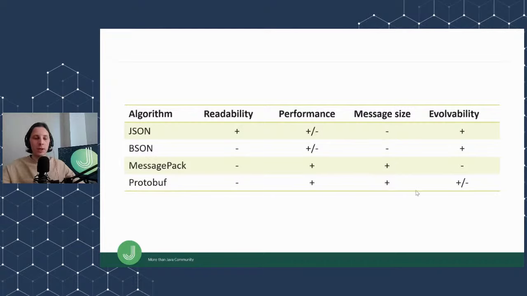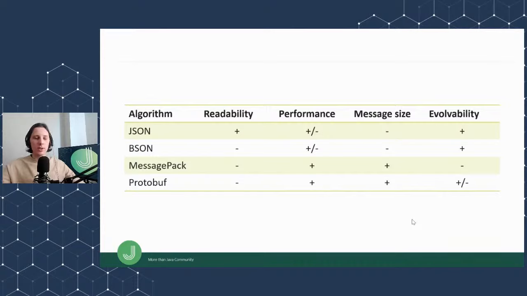And evolvability: JSON and BSON get a plus from me, MessagePack gets a minus, and Protobuf gets a plus and minus, because you have to do something to evolve the schema, you have to commit it somewhere, so it's not that easy. And the point of this slide is not to urge you to use only JSON or only Protobuf. I just wanted to show you that each serialization format has its pros and cons.